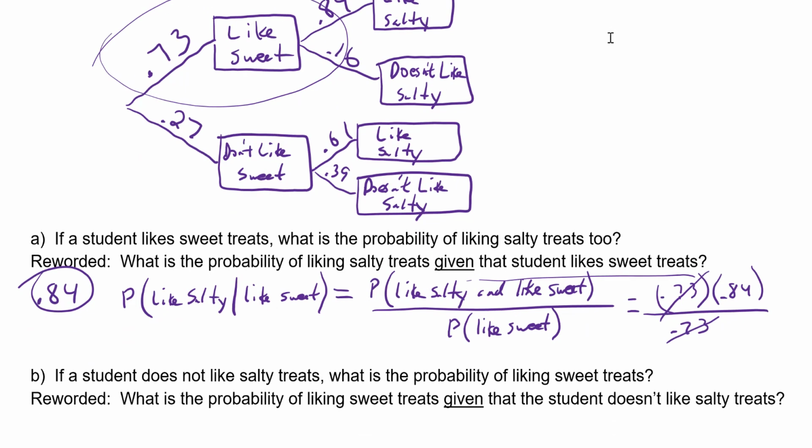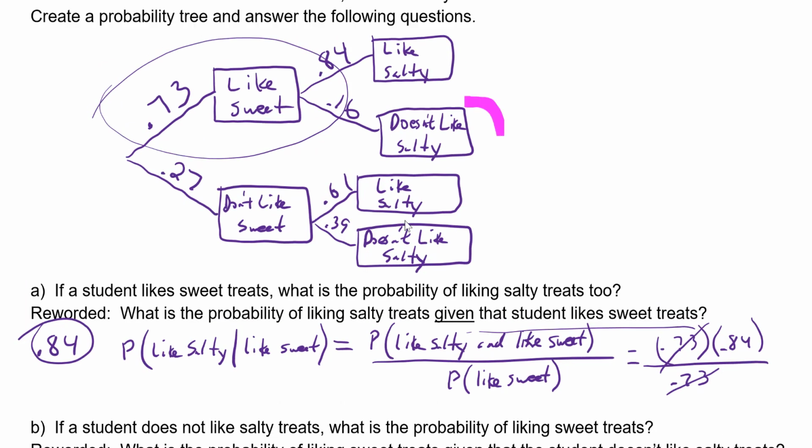If the student does not like salty treats, what's the probability of liking sweet treats? Okay? So if I said the student doesn't like salty treats, that's going to be not liking salty treats. It's actually two scenarios. So either you like sweet and you don't like salty, or you don't like sweet and you don't like salty. So that's why it's a little bit more difficult. So you can't just look at the chart here.